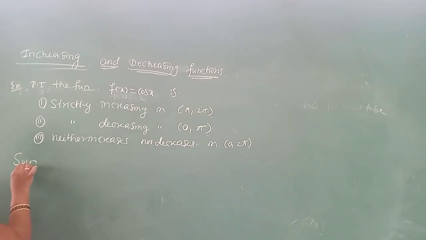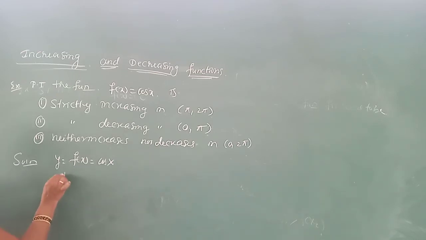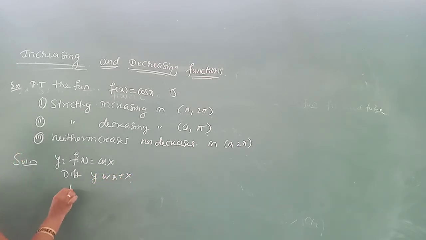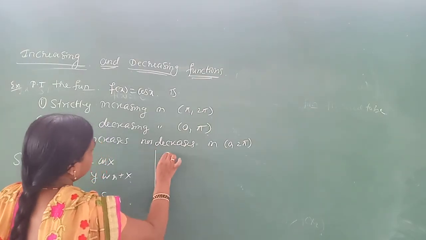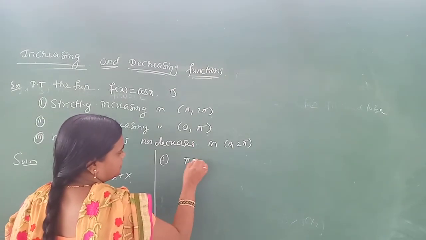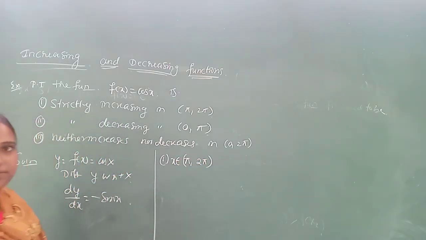Solution. Given curve f of x is cos x, that is y equal to cos x. Very first step is to calculate the differentiation. Differentiate y with respect to x, dy by dx. Cos x differentiation is minus sin x. But the very first interval mentioned is pi to 2 pi. Given it is the interval x belongs to pi to 2 pi in the open interval.